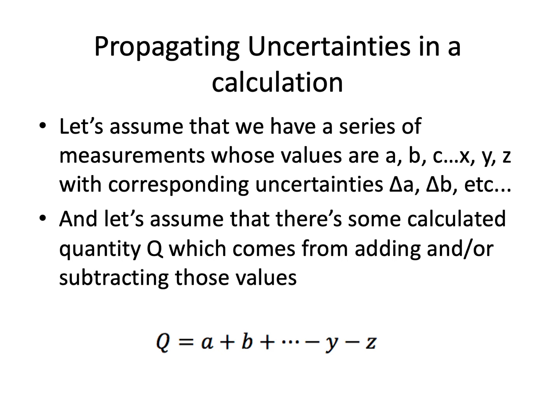Now let's assume that there's some calculated quantity Q, which comes from adding and/or subtracting those values. That is, Q is equal to A plus B plus C plus D, or minus G, whatever, plus or minus these other variables. And so if I have a bunch of things that I've measured, and each of them has a plus or minus delta whatever, how do I determine the uncertainty of Q? So I would have Q equal to some Q plus or minus delta Q. How can I figure out what the delta Q is if I know the delta A, the delta B, etc.?